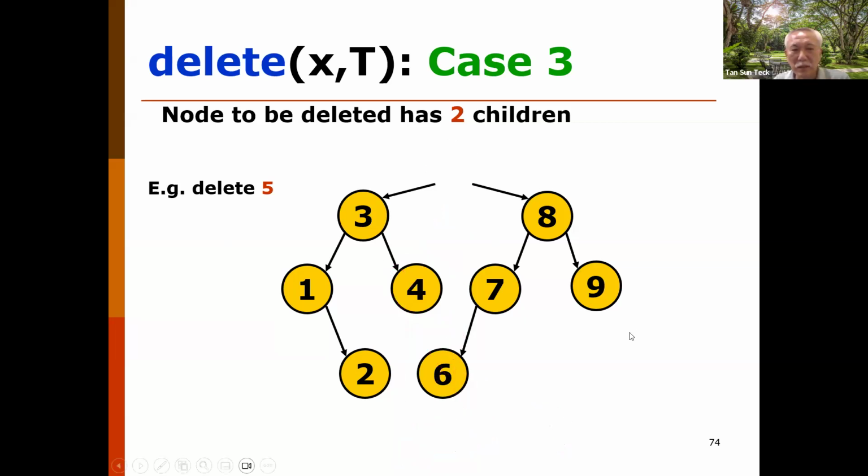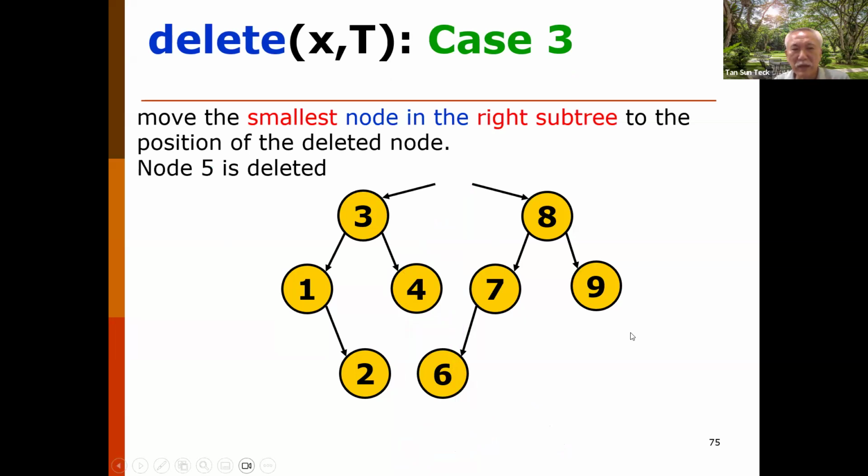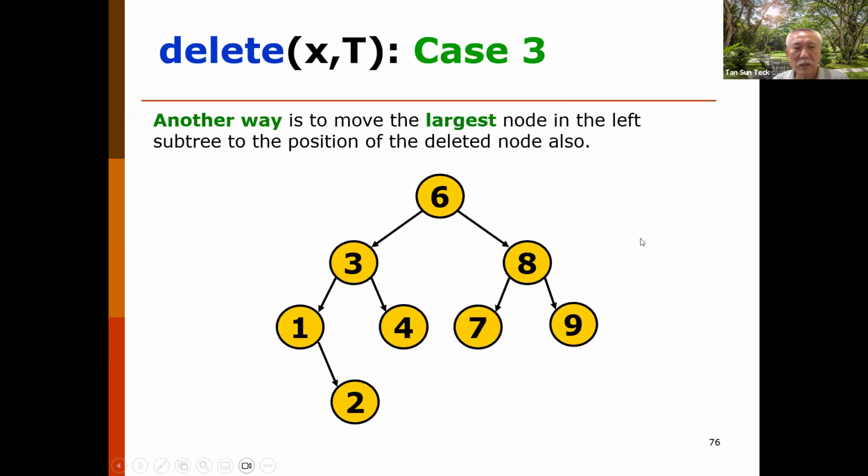You replace it with the smallest value on the right subtree. So you can see straight away that everything on the right is greater than 6, and everything on the left is smaller than 6. And that's why we have to do this. Another way is moving the largest value on the left, 4, to the top. So you can say I find the in-order predecessor or I find the in-order successor, and either one of them can be used to replace the value that you are deleting.